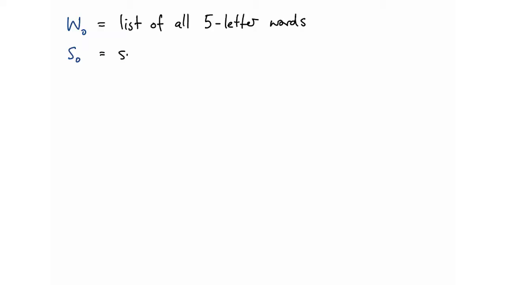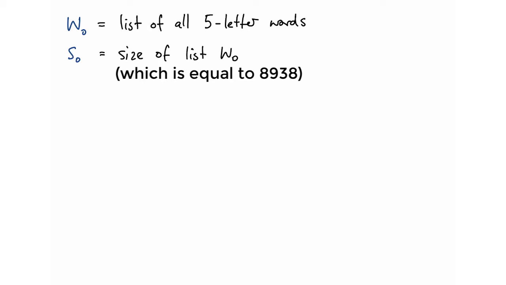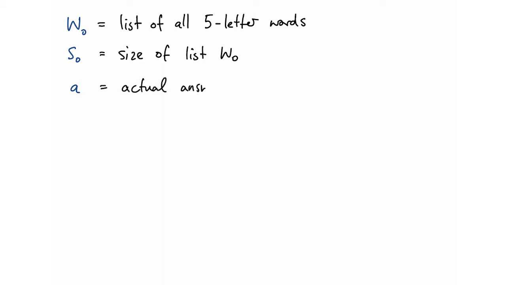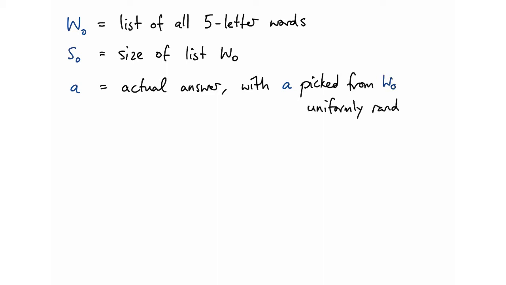I'm also going to define another variable called S0, which just represents the size of this list of 5-letter English words. I start the enumeration at 0 and you'll sort of see why eventually. Now let's also suppose A is the actual correct answer. Little a is going to be the correct answer that the computer is thinking of, the 5-letter word that the computer is thinking of. Now A obviously will be a random word that comes from W0.